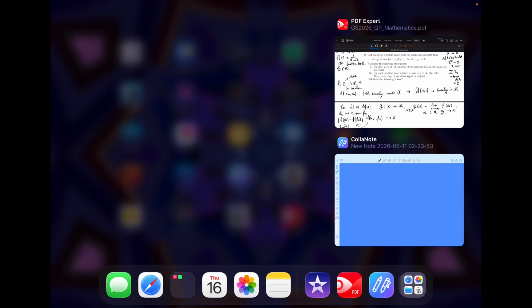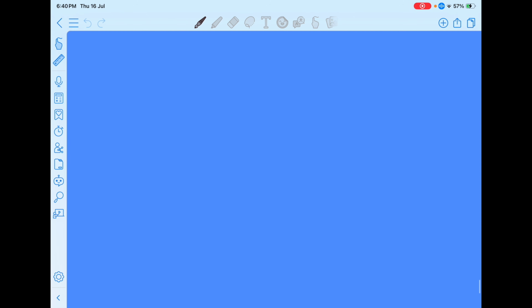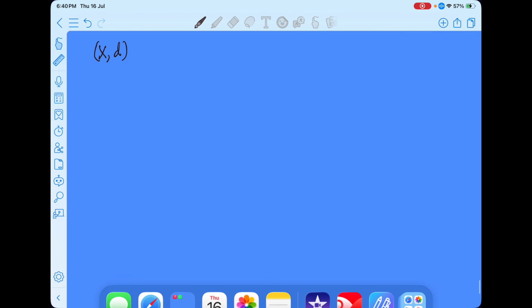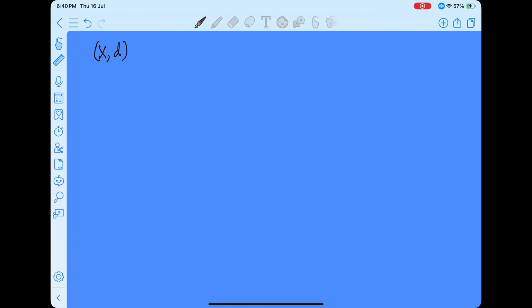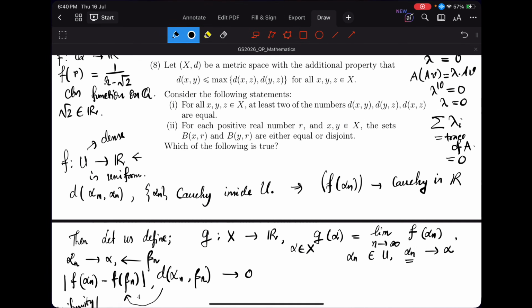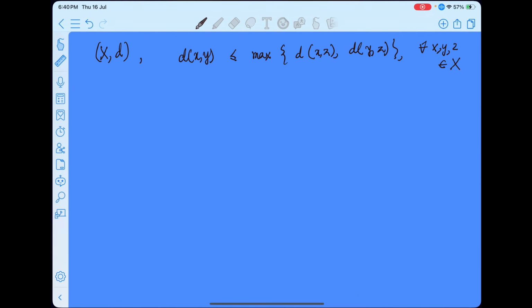So let us just do it here. It is given that (X, d) is a metric space, and d of x comma y is less than or equal to the maximum of d of x comma z and d of y comma z for all x, y, z inside X. Is there any other thing given, completeness or something? No. Okay. Is this the property? Yes. Okay.